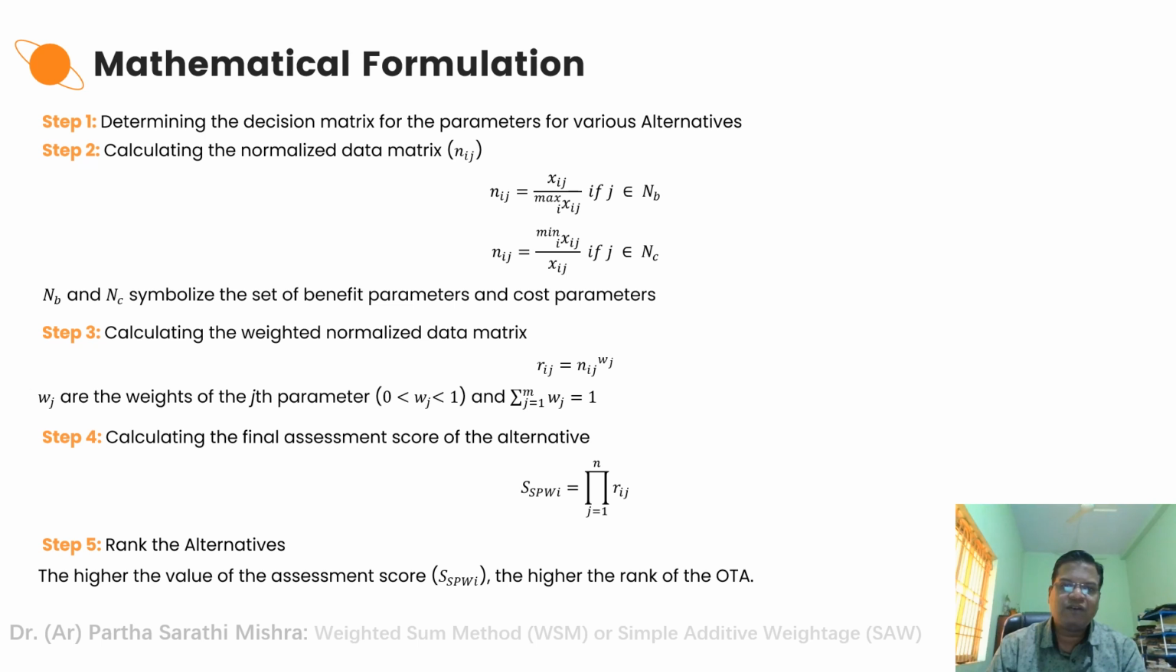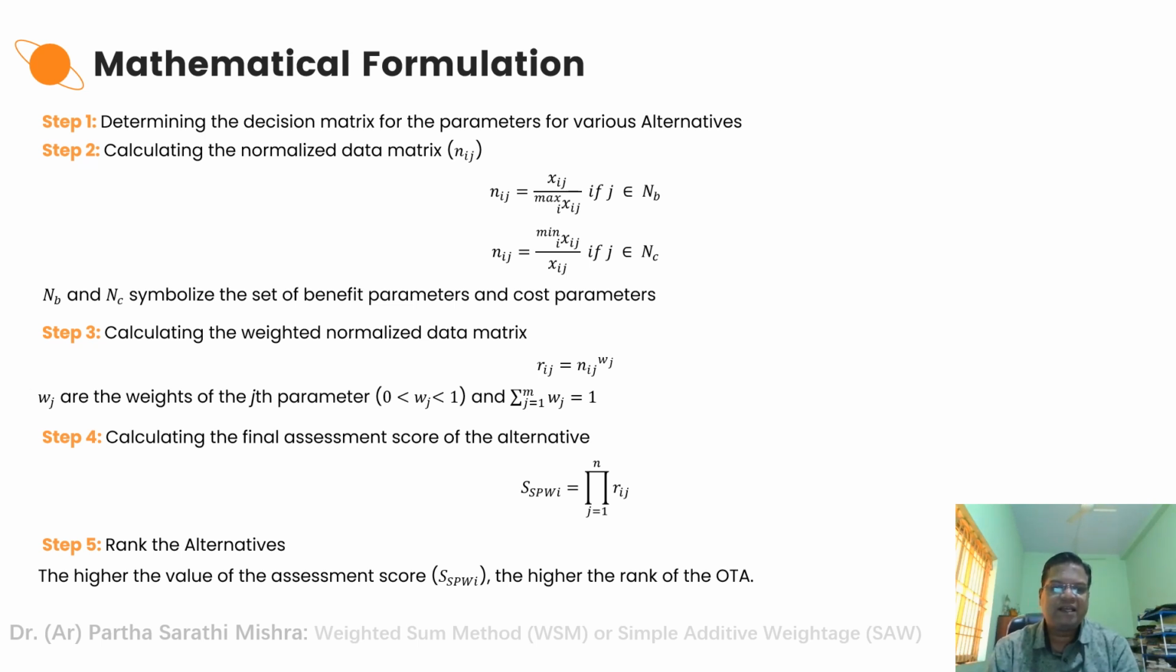Step 3 is to calculate the weighted normalized data matrix by applying weights to each criterion. Now, these weights we can get from different methods, like from experts' opinion or without experts' opinion. Mostly we are dealing with the analytical hierarchy process that I've already shown in my previous videos. So please refer to that video to see how to get the weights.